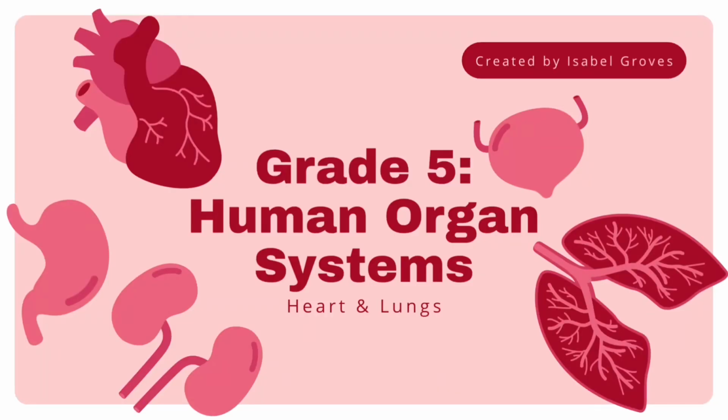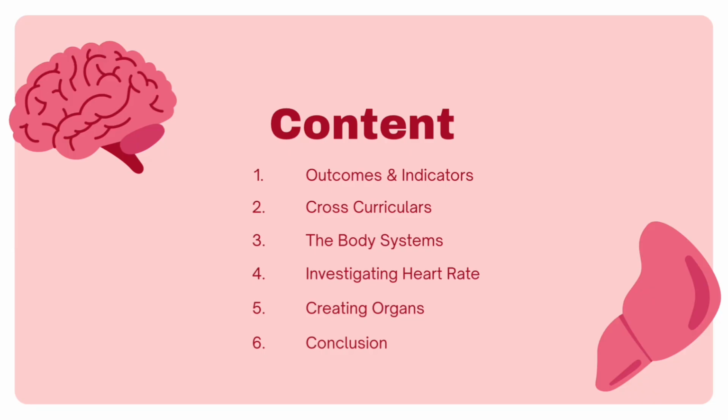Today I'm going to be showing you guys a grade 5 science lesson on the human organ systems. My main focuses are going to be on the respiratory system and the circulatory system. So what we're going to go over in this video is our outcomes and indicators, the cross-curricular competencies, a list of all the body systems, we're going to investigate heart rate, and we are going to do an activity where we create organs to understand their functions, and then we'll wrap it up with our conclusion.